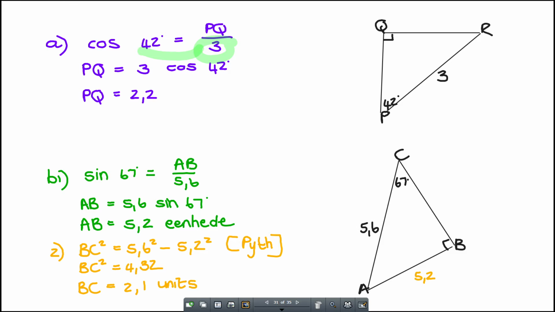Onthou net, people, when we get to these fractions, you can't start working with the top part. Jy moet eers ontslaa raak van dit wat onder was. Okay.